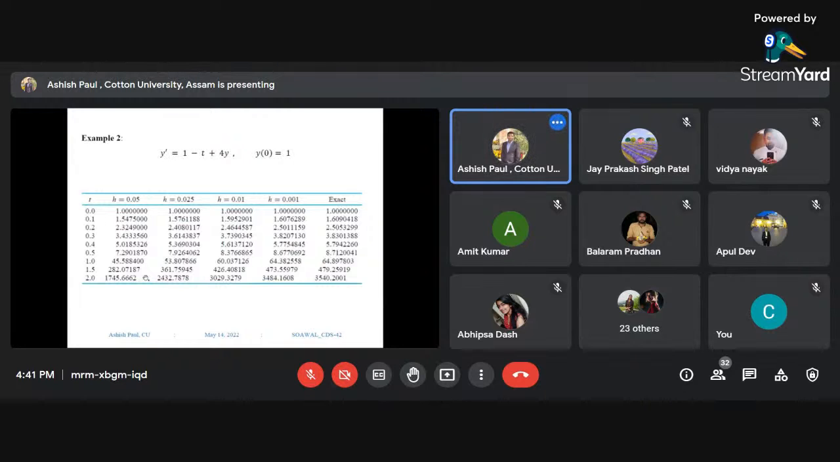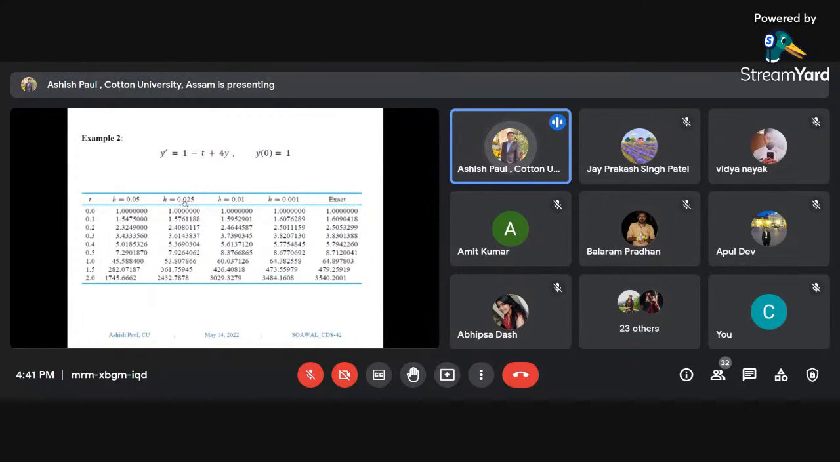Another example. So when we compare now, these are different values of h. This is the differential equation. We have solved this by Euler's method, and these are the exact solutions. So observe the last row. This is the exact value, 3540.2001. But when you take h is equal to 0.5, the result is 1745. The error by this method, taking h is equal to 0.5, is very large. It is an unacceptable error that we have obtained by taking h is equal to 0.5.